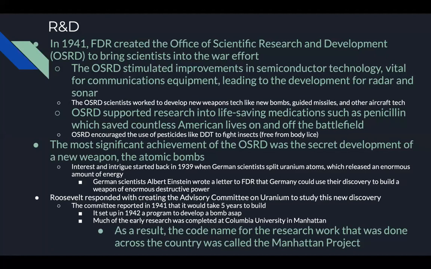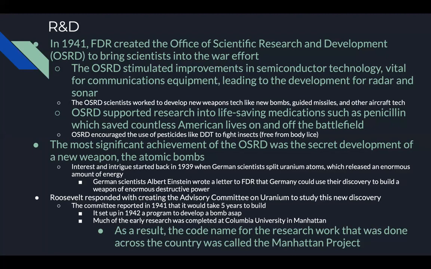Okay, R&D. FDR created the Office of Scientific Research and Development, OSRD, to bring scientists into the war effort. The OSRD stimulated improvements in semiconductor technology, which was vital for communications equipment, leading to the development of radar and sonar. Seen up above and down below, the OSRD scientists worked to develop new weapons tech like new bombs, guided missiles, and other aircraft tech.